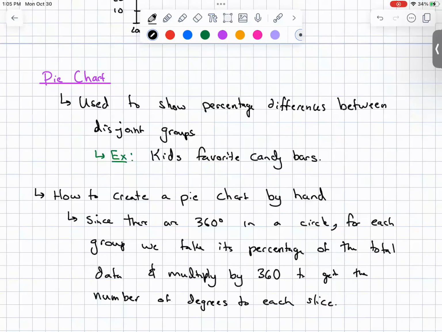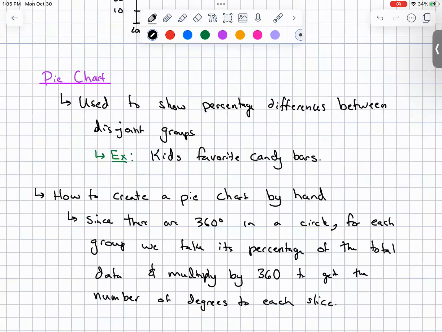So if 10 out of 20 people like the 100 grand bar as much, 10 out of 20, that's 50% of people. So 50% of 360 degrees gives us 180 degrees. So that's how we're using it. That's how it's created. That's how Excel does it.